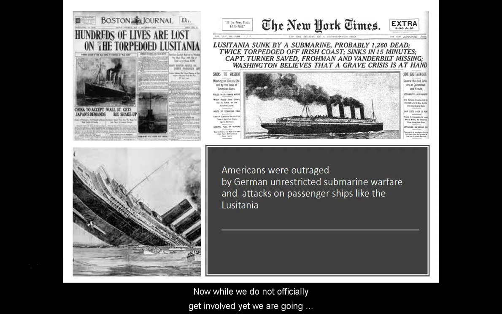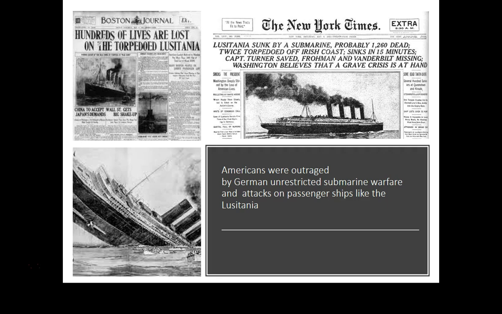Now, while we do not officially get involved yet, we are going to help our friends because we do have alliances with Great Britain and France. We're not going to send troops so much, but we will send supplies. But at this point in time, we don't have airplanes that fly from the United States to Great Britain. There is no transatlantic flight. So the only way to really get supplies over there is by ship.